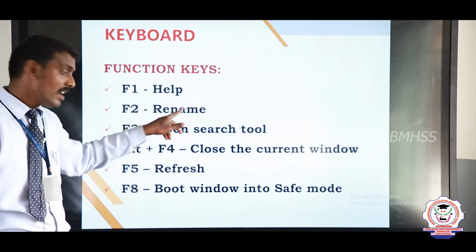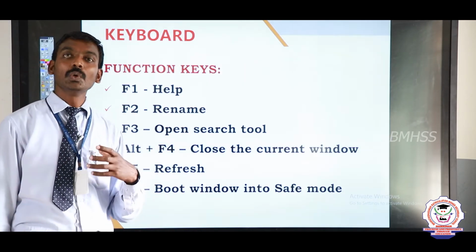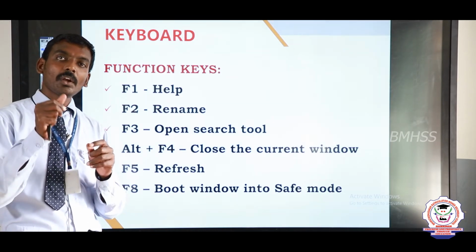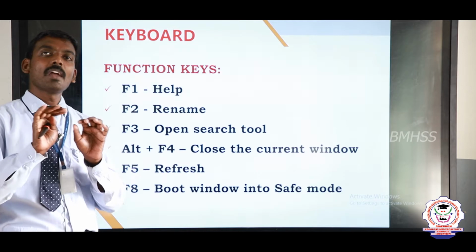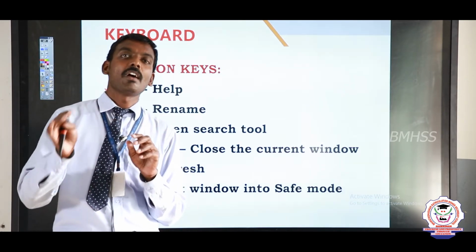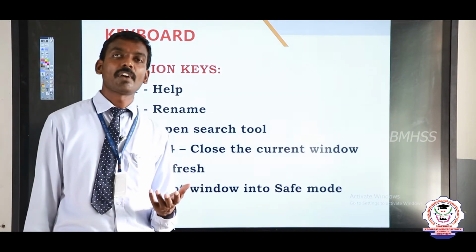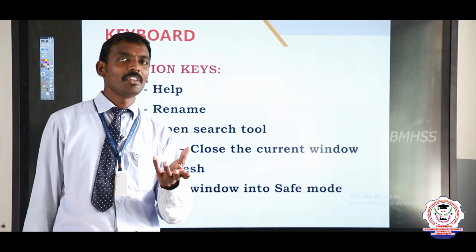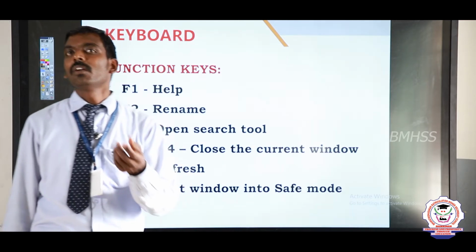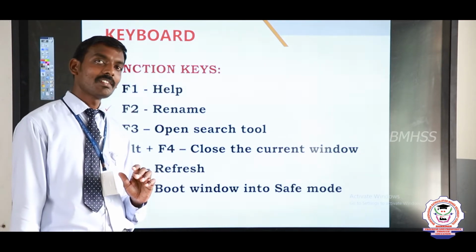F1 is used for help, F2 is used for rename, and F3 is used for opening the search tool. That search tool means we want to search some content. For example, I want to search my resume, or my mark sheet, or my document, with the help of this F3. And Alt plus F4 is mainly used for what purpose? Yes, very good: shutting down the system, closing the system, or closing some applications. Are you clear, students?